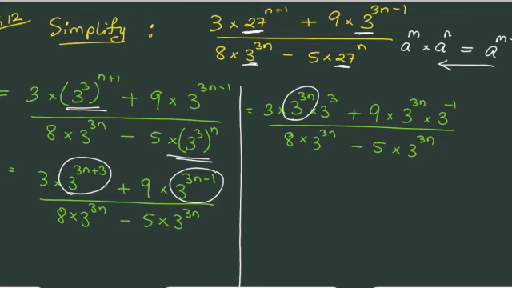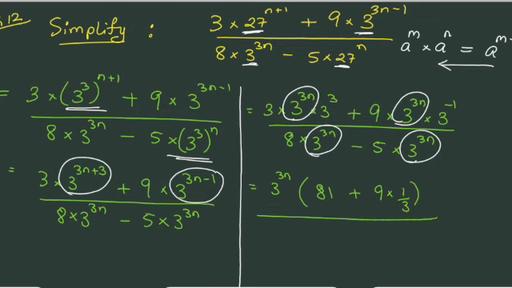And we will try to take out common those factors which have variables. Other factors are also common, but we are not taking out the highest common factor. We are just trying to eliminate variables. So 3 raised to 3n common: 3 raised to 3, 27 into 3, 81, plus 9 into 1 upon 3. 3 raised to negative 1 means reciprocal of 3, 1 upon 3.